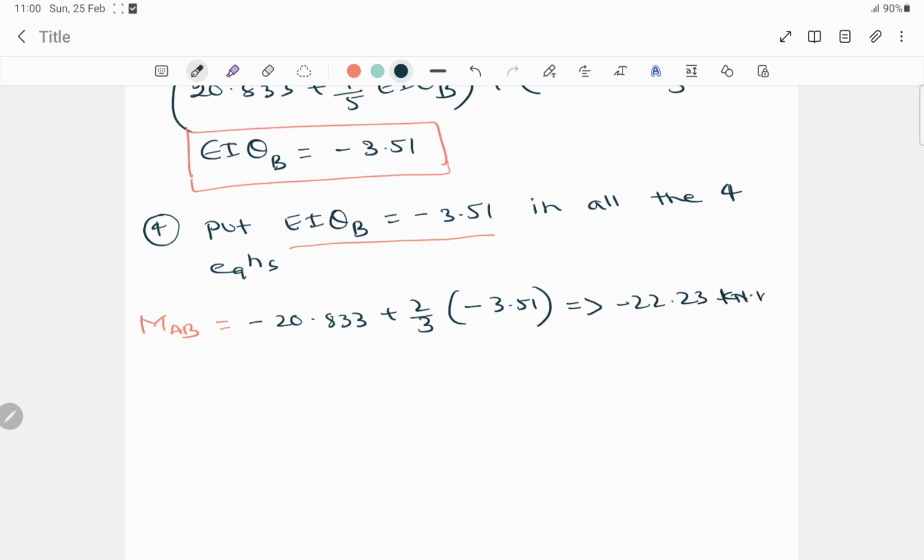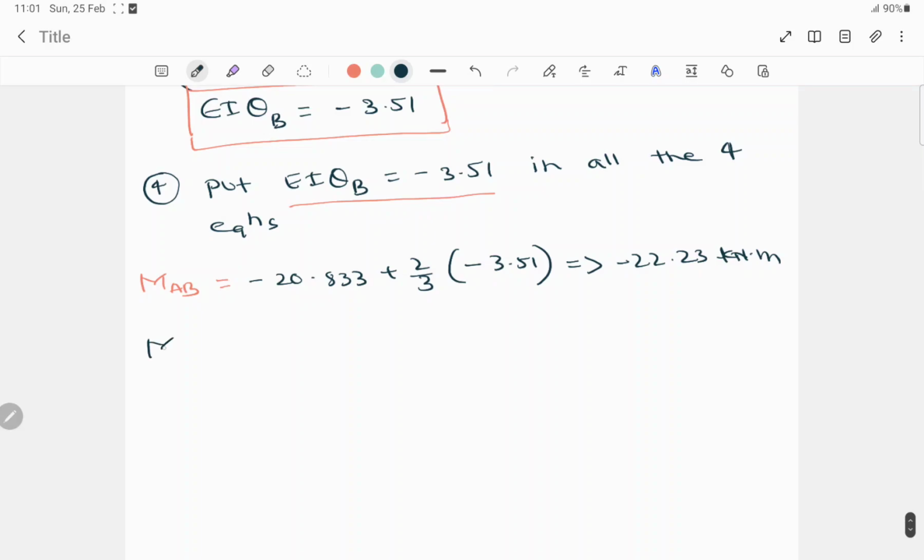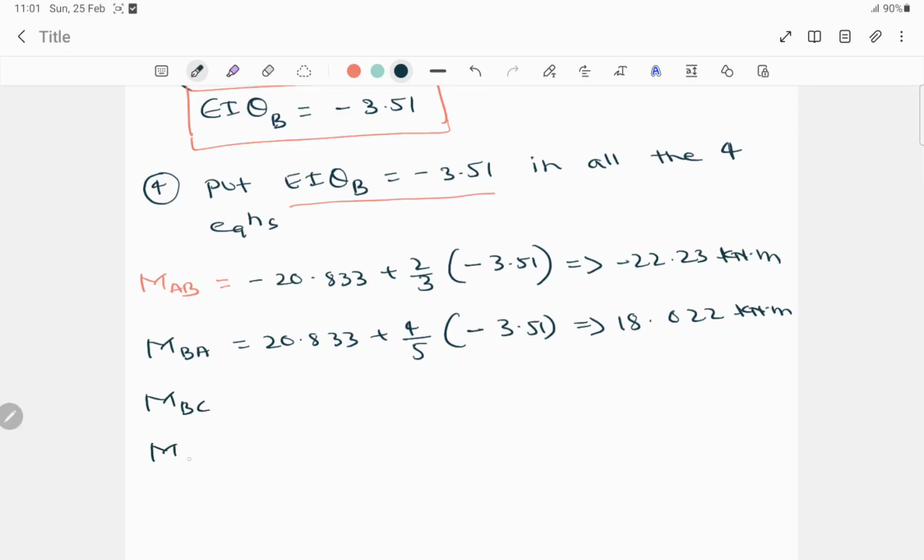So after solving, we'll get the value around minus 22.23 kilonewton meter. Okay, so now for moment about B to A, the equation was 20.833 plus 4 by 5. Then we have to put the value here, minus 3.51. Then we'll get the value around 18.022 kilonewton meter. And now again we have to find for BC and MCB. So I'll directly write the answer. The answer will be around minus 18.01 kilonewton meter, and for CB is 4.32 kilonewton meter.